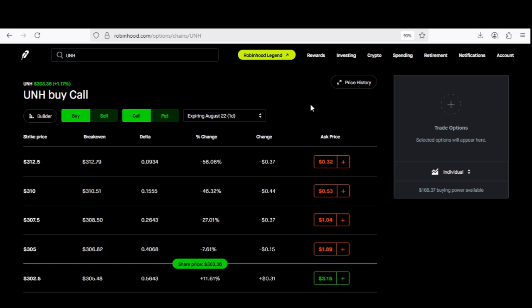Speaking of option contracts, I want you guys to do yourselves 2 favors. Favor number 1, always make sure to do your own due diligence before investing. What may work for my portfolio may not work for yours.